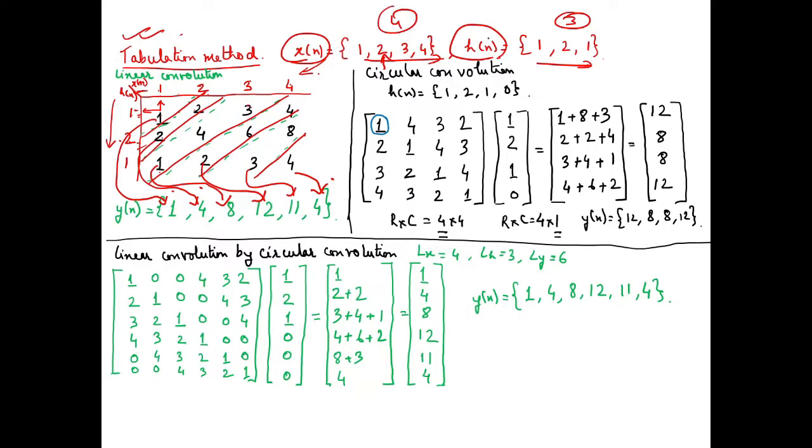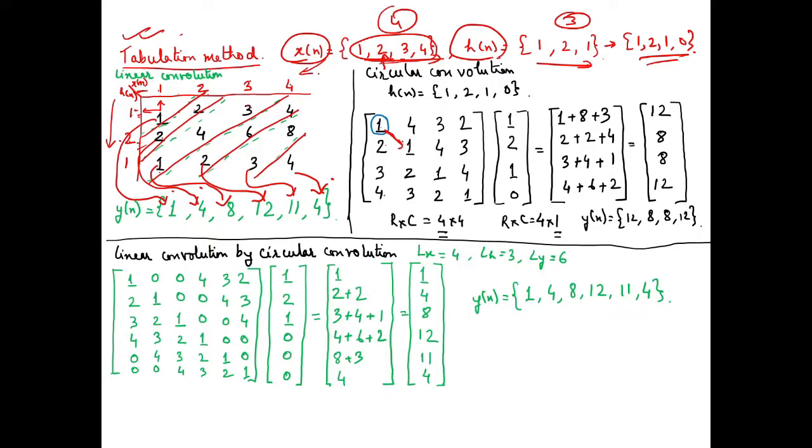So, what do we have to do? We can pad a 0 at the end in h[n] to make it 4. So we can make it 1, 2, 1, 0. Now, the length of h[n] and the length of x[n] are both the same. Now I will put 1, 2, 3, 4 in a column-wise manner.